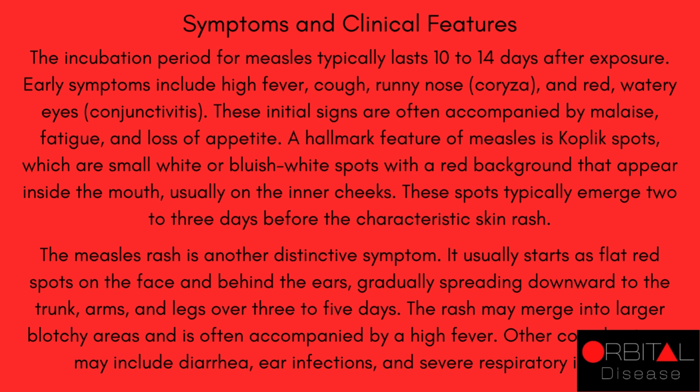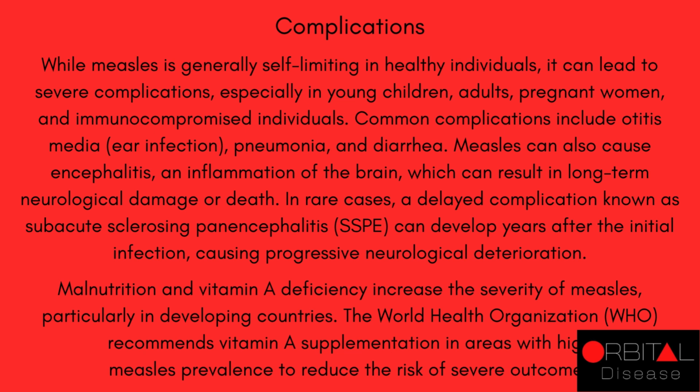The measles rash is another distinctive symptom. It usually starts as flat red spots on the face and behind the ears, gradually spreading downward to the trunk, arms, and legs over 3 to 5 days. The rash may merge into larger blotchy areas and is often accompanied by a high fever. Other complications may include diarrhea, ear infections, and severe respiratory issues.